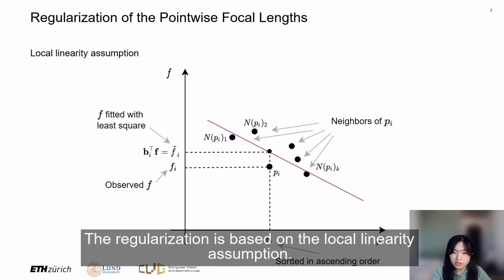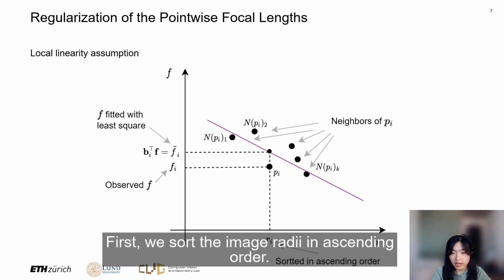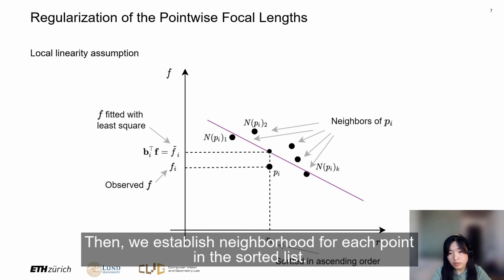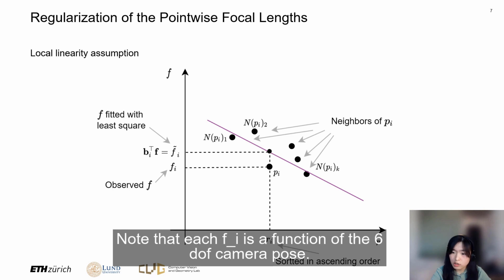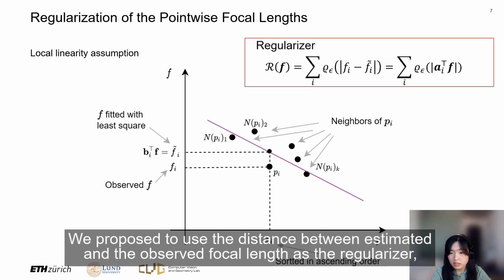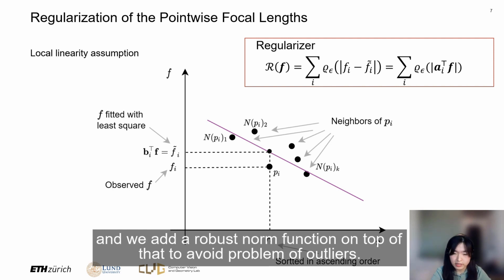The regularization is based on the local linearity assumption. First, we sort the image radii in ascending order. Then, we establish a neighborhood for each point in the sorted list. We estimate the pointwise focal length by fitting a linear function locally at each point. Note that each f_i is a function of the 6 degrees of freedom of camera pose. We propose to use the distance between the estimated and the observed focal length as the regularizer, and we add a robust norm function on top of that to avoid the problem of outliers.